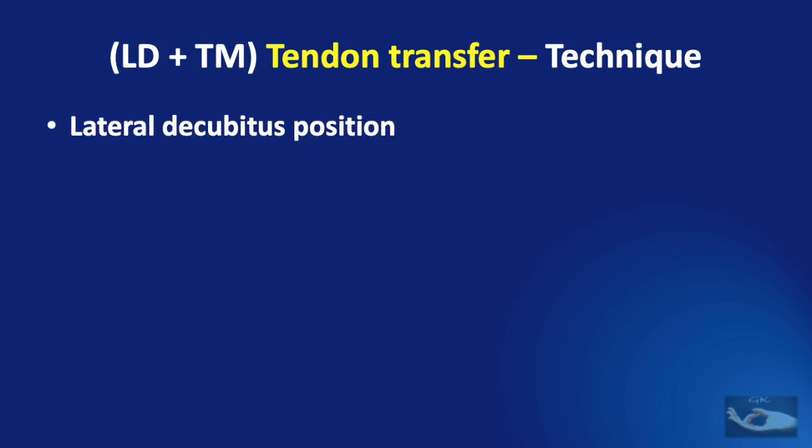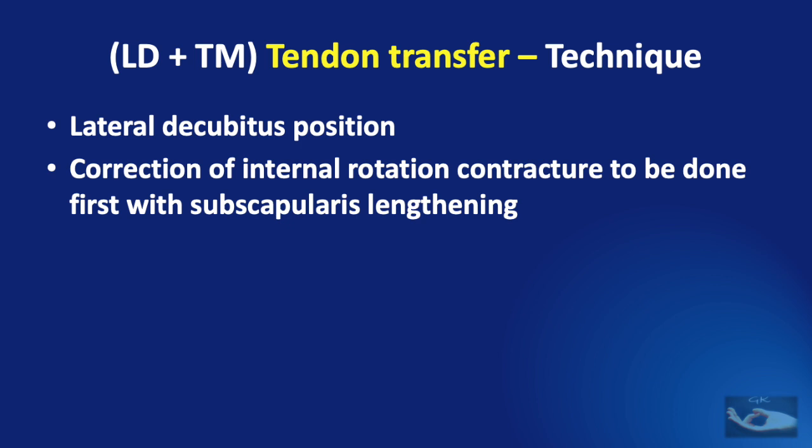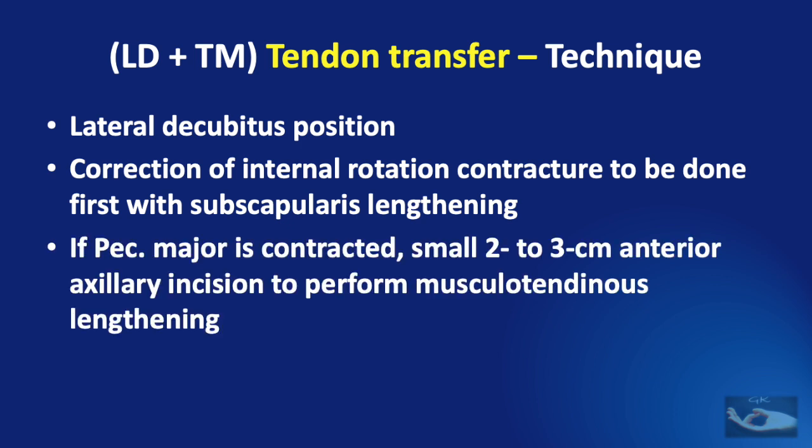The patient is placed in lateral decubitus position. The correction of the internal rotation contracture must be done first, either with a subscapularis slide or a subscapularis lengthening, as already described earlier in this video. If the pectoralis major is also contracted, a small 2 to 3 cm anterior axillary incision is made to access the tendon of the pectoralis major, which can be lengthened.